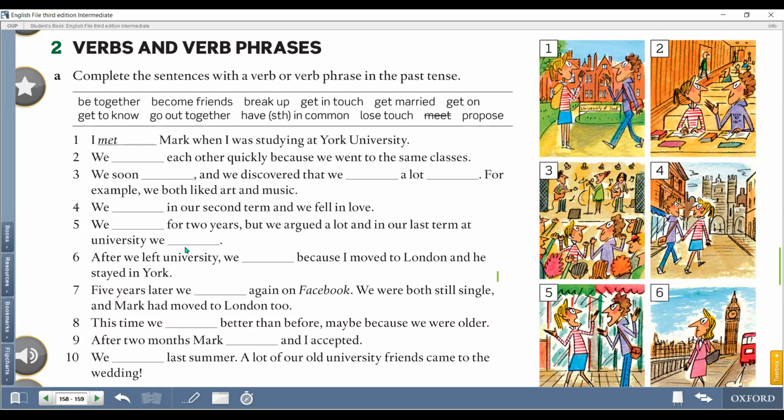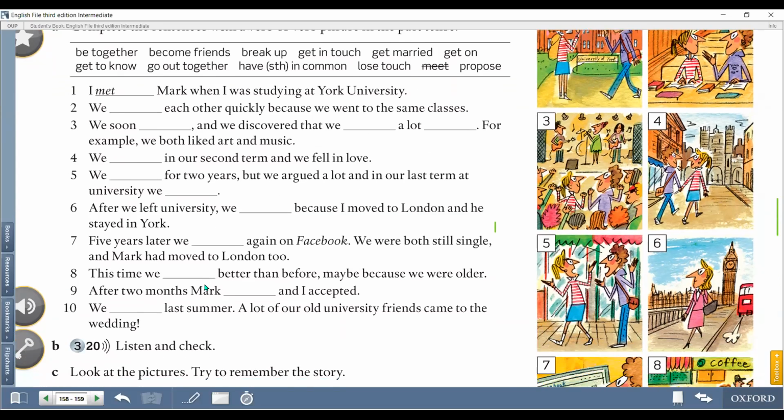Argued, era discutere, no? Yes. A lot in our last term, sarà l'ultimo quadrimestre. Yes. University. Break, com'è il passato di break? Break up, broke up. We broke up.